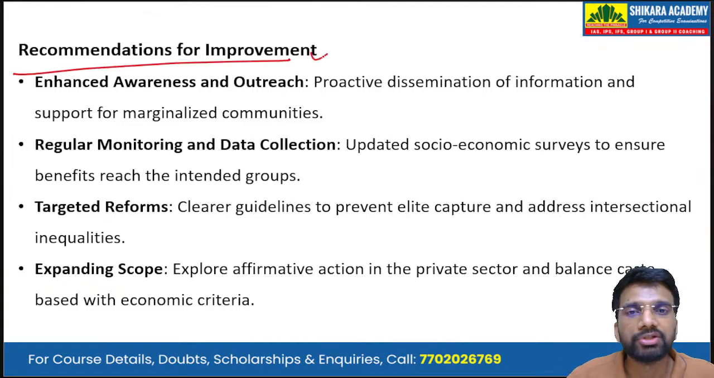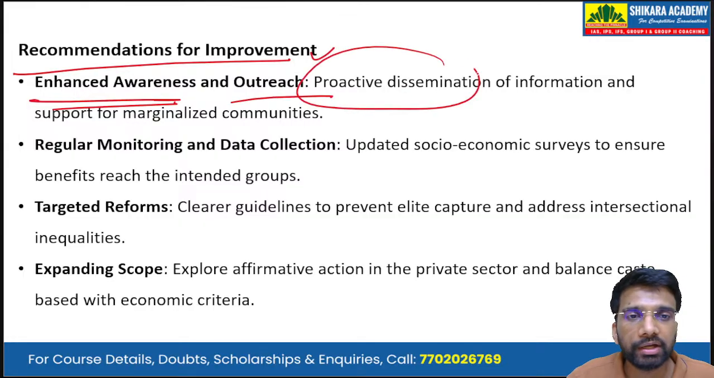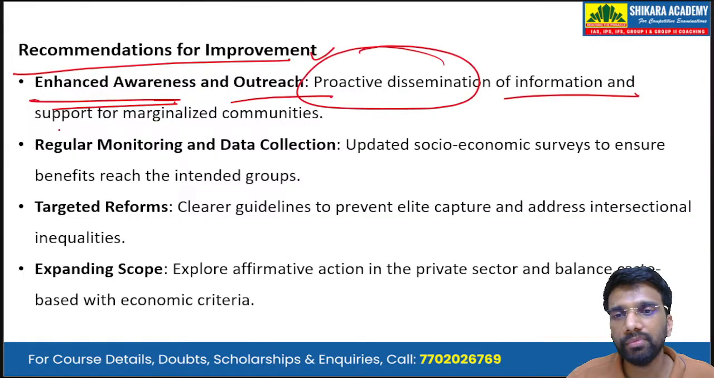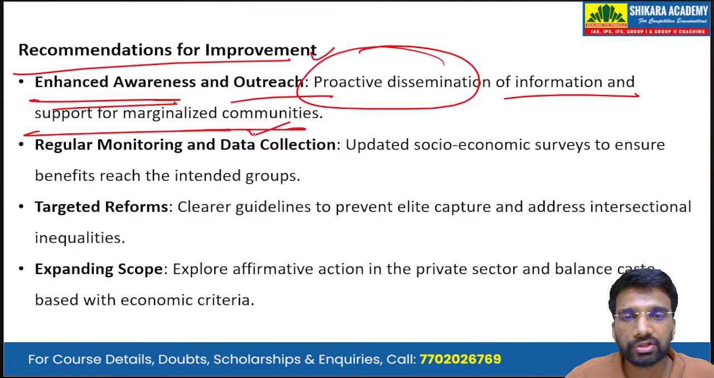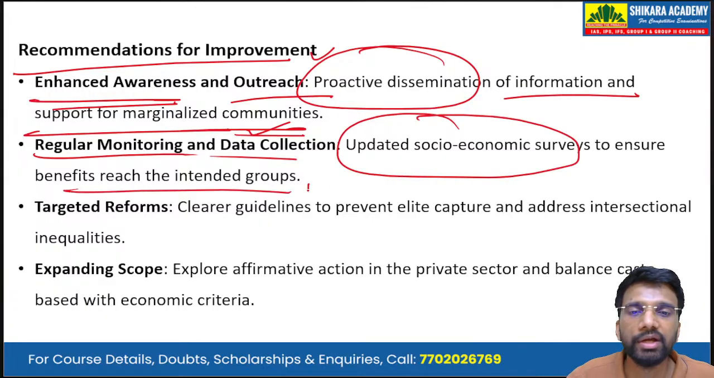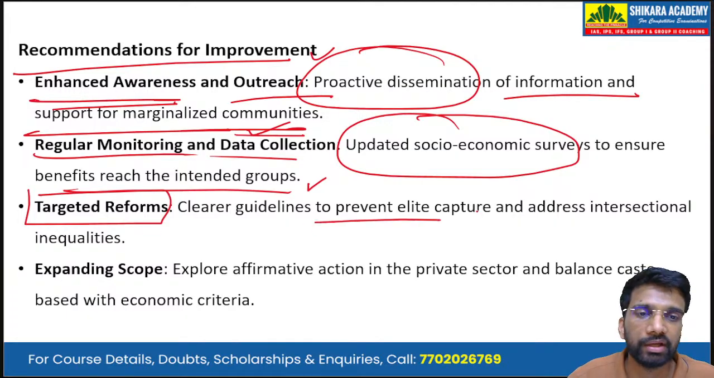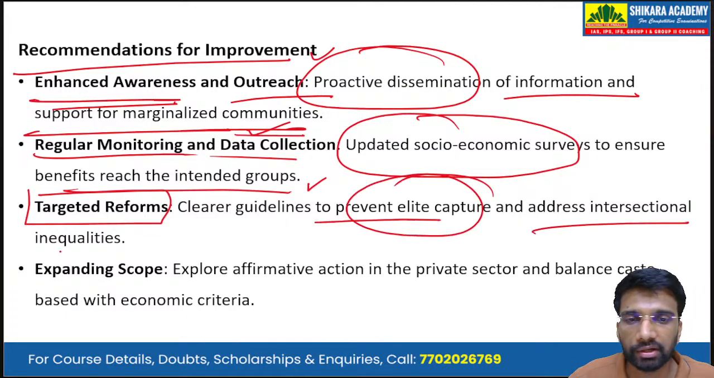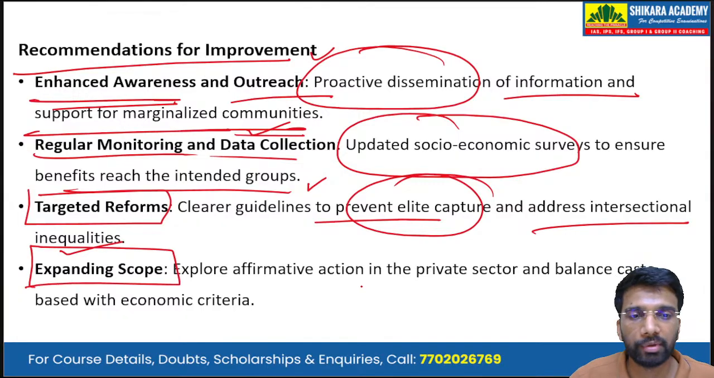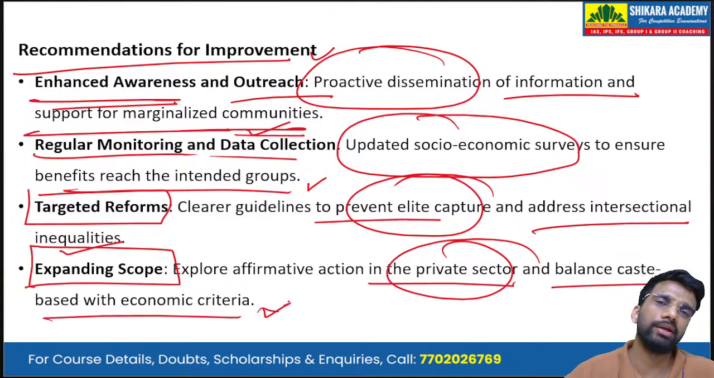Then, what are the recommendations for improvement? First is the enhanced awareness and outreach. So, proactive dissemination of information and support of the marginalized communities. Second is the regular monitoring and data collection, updated socioeconomic surveys to ensure benefits reach the intended groups. Third are the targeted reforms, clearer guidelines to prevent elite capture and address these intersectional inequalities. Lastly is the expanding scope, explore affirmative action in the private sector and balance caste-based with economic criteria.